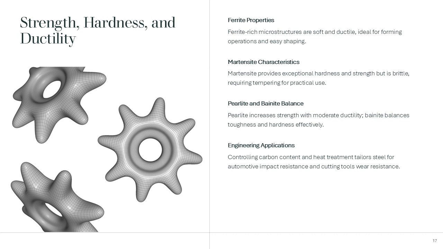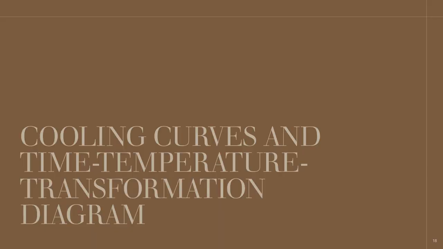By controlling carbon content and heat treatment, engineers can design steels for diverse applications, from automotive components needing impact resistance to cutting tools demanding wear resistance. The iron-carbon phase diagram serves as the foundation for these property optimizations. Time-temperature transformation, or TTT, diagrams show how cooling rate affects transformations. Rapid cooling forms martensite, while controlled cooling allows bainite or perlite. These diagrams help design heat treatments for desired properties.